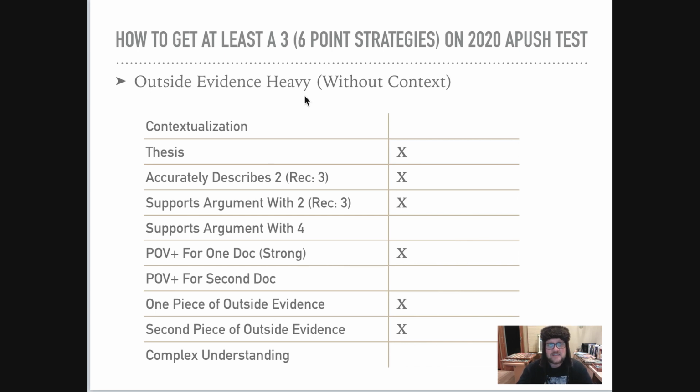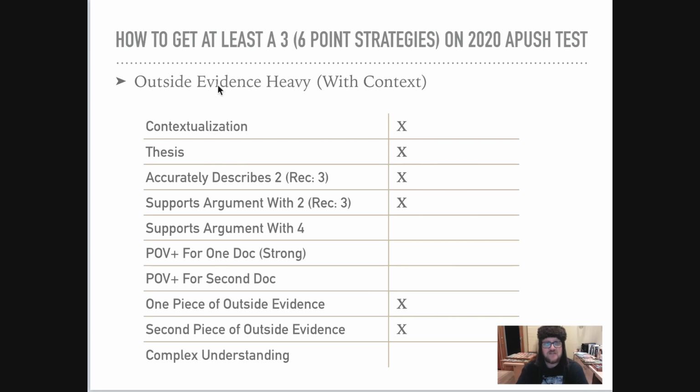And that is an outside evidence heavy, without context, way to get a 6, which would guarantee you at least a 3 on the AP test. Again, we think that maybe a 5 would do it too, but we want to be safe and look to get your 6 points to guarantee you a 3. Okay, another way to do it.